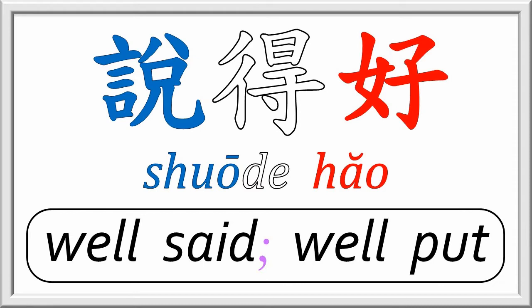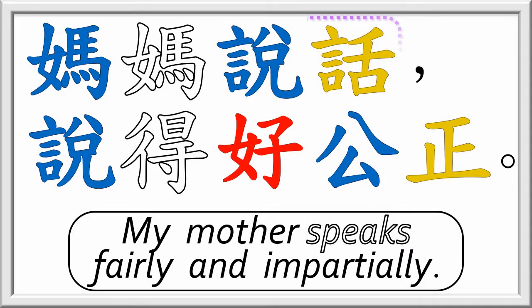说得好 means that what was just said hit the nail on the head. Well said. 妈妈说话说得好公正. My mother speaks fairly and impartially. 公正 means fair-minded and just.